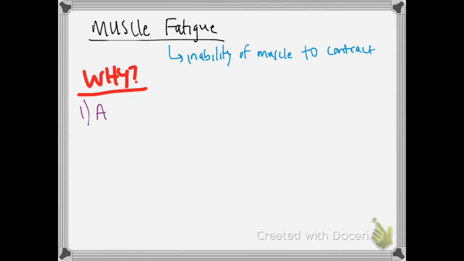Reason one, our ATP use is greater than our ATP production. So we're basically doing power strokes at a faster rate than our electron transport chain or glycolysis process can produce ATP. So that's the first thing.